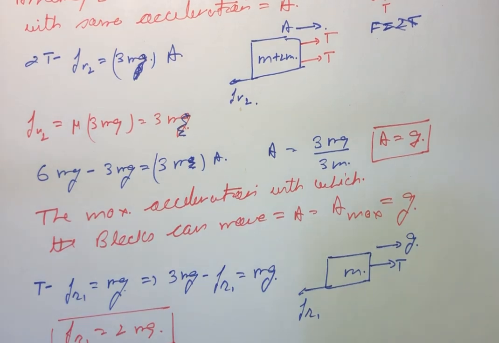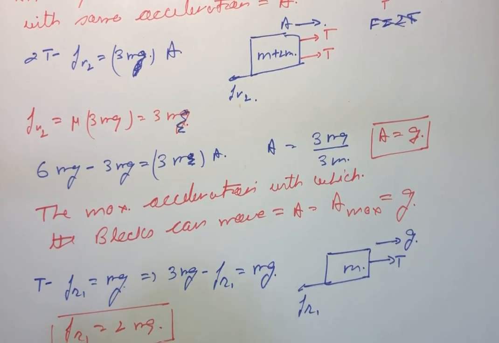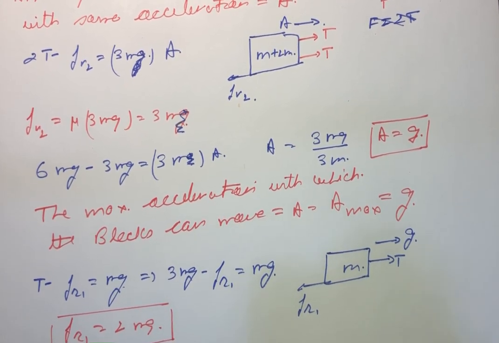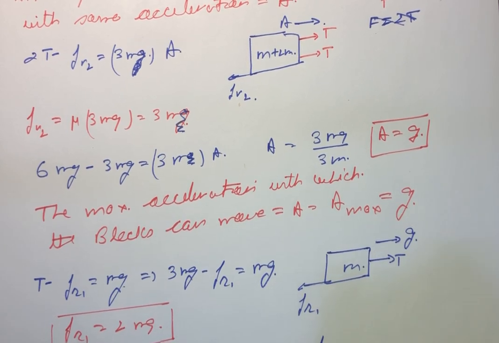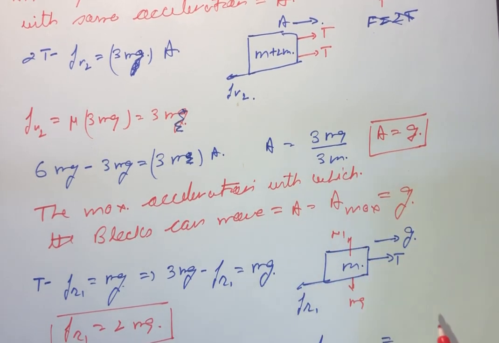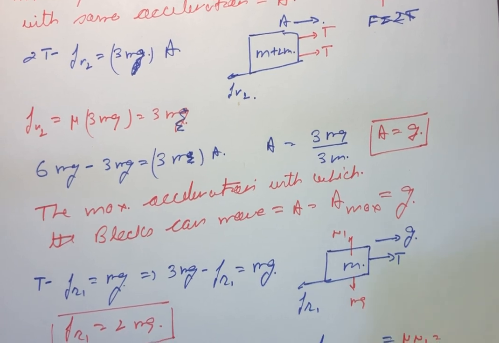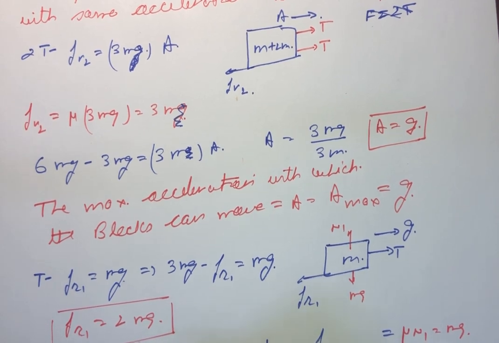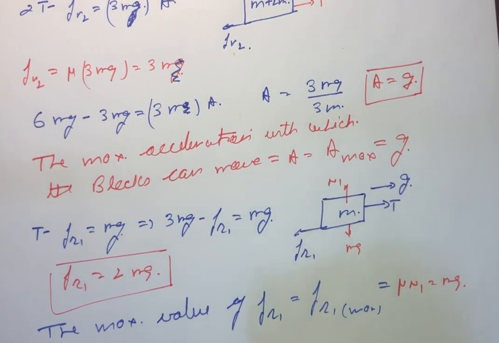But the maximum value of FR1, which will be FR1 max, will be equal to, so we have mg and this is a normal n1, so this will be mu n1, or because the mu is 1, n1 is mg. So from here we can say that our FR1 max is nothing but equal to mg.